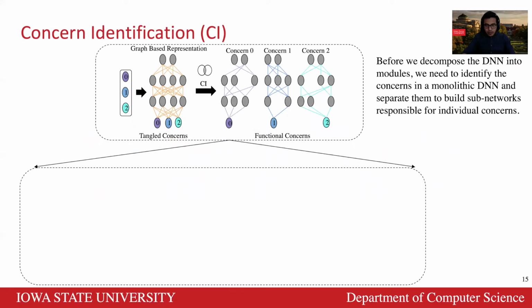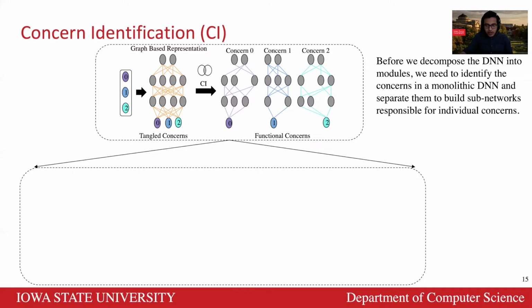Here, the monolithic model has three tangled constraints: 0, 1, and 2. The goal of the constraint identification step is to identify parts of the DNN that are responsible for classifying an image into 0, 1, and 2. Once we identify the parts of the DNN related to the constraint, those parts still might contribute to other constraints as well. We call those constraints non-dominant constraints.